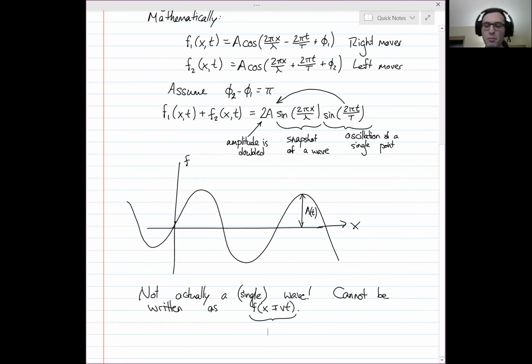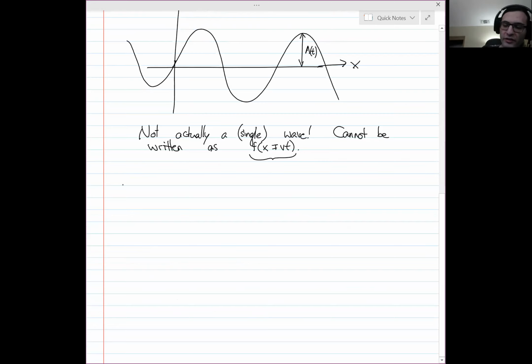So far I've given you a very special set of scenarios that needs to happen in order to have a standing wave. But standing waves in nature do occur. They are things that happen in real life. For example, there is this phenomenon known as wave reflection. And wave reflection is a very easy way to generate a standing wave.